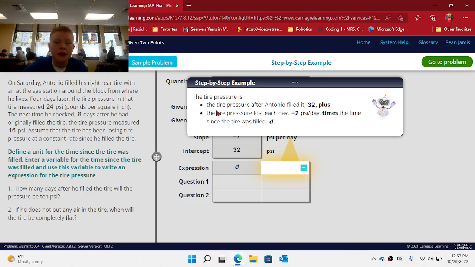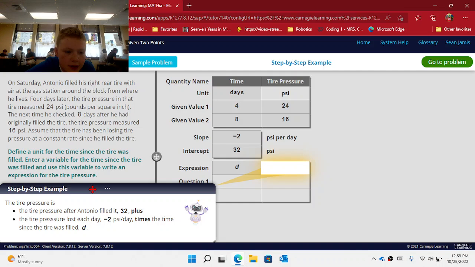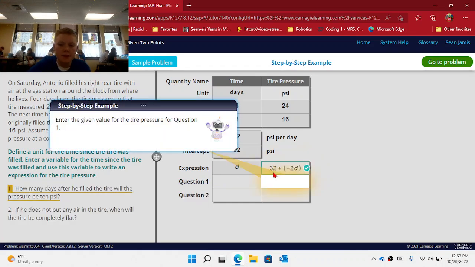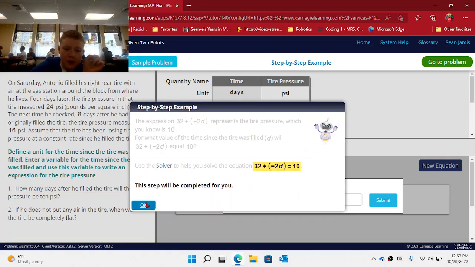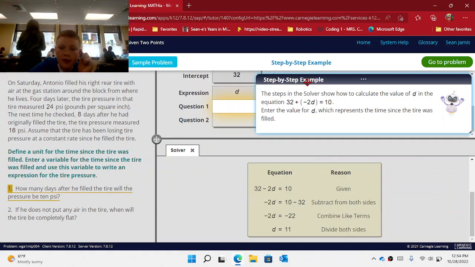Tire pressure is the tire pressure after Antonio filled it, 32, plus the tire pressure lost each day, which is -2 psi, times d, since that's the day part, the time since the tire was filled. So it is 32 plus -2 times d. Okay, it is times d. It'll do this all for us. In fact, it'll do literally everything for us again. I guess that's how you solve it.